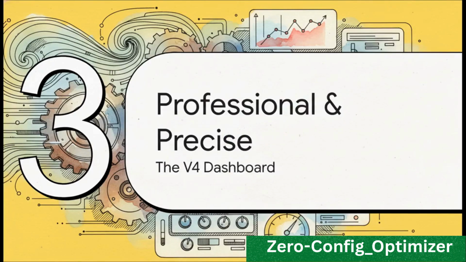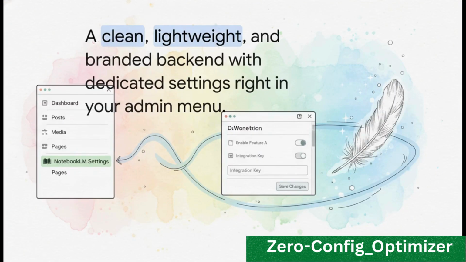Okay, so the engine is obviously super powerful, but what's it actually like to use it? Well, a great engine needs a great dashboard, and the V4 dashboard is designed to be both professional and incredibly precise. So when you install it, you're not getting some clunky, bloated interface. It just fits. You get this dedicated little settings area right in your WordPress admin menu. It's clean, it's fast, and it feels like it was always meant to be there.